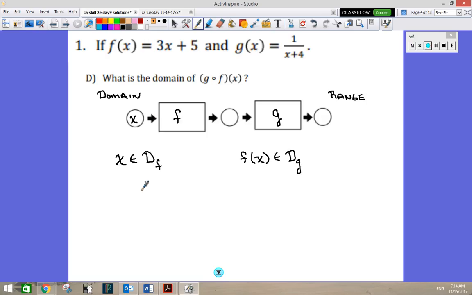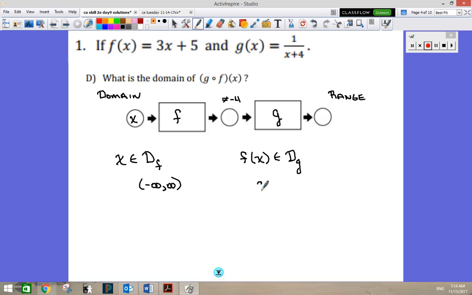The domain of f is all real numbers, so we're guaranteed that we'll have an output. There's no restriction from f. However, g of x will not like the number -4, so we need to prevent the output of f from being -4. That does not mean that we're going to throw -4 out of the domain. We never throw out this intermediate value.